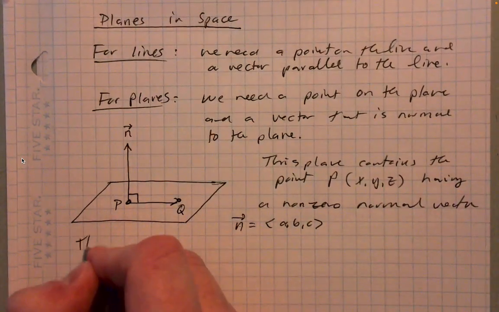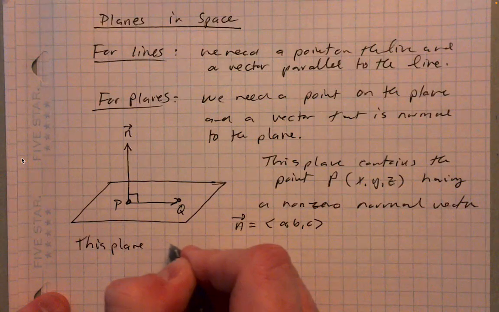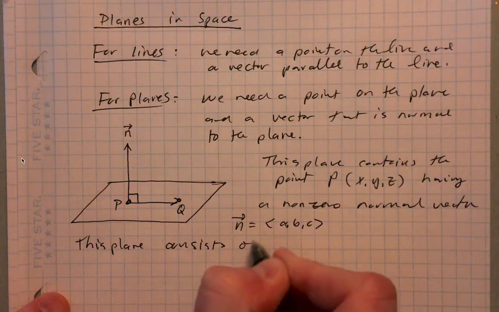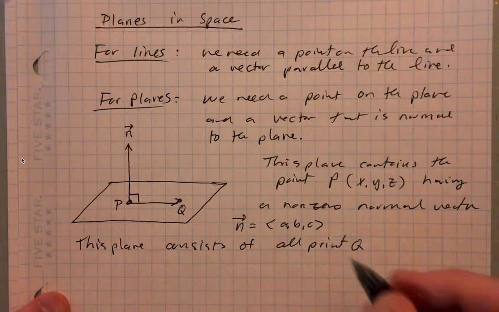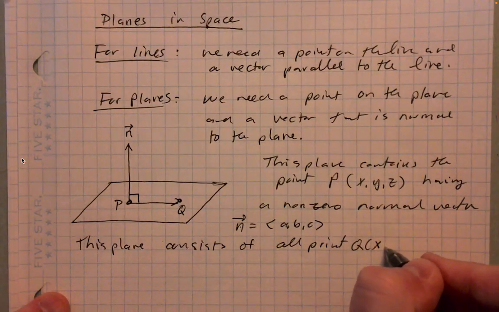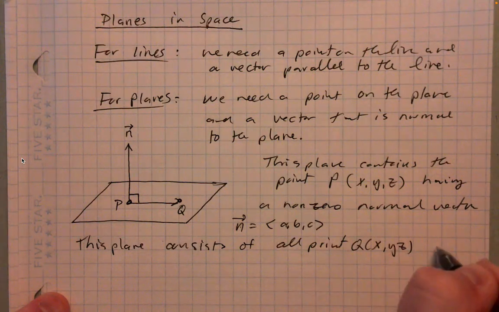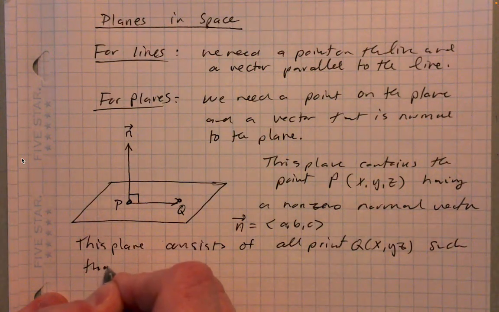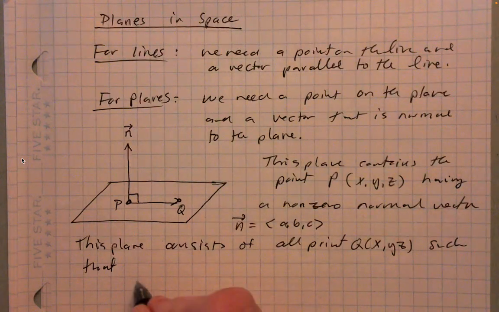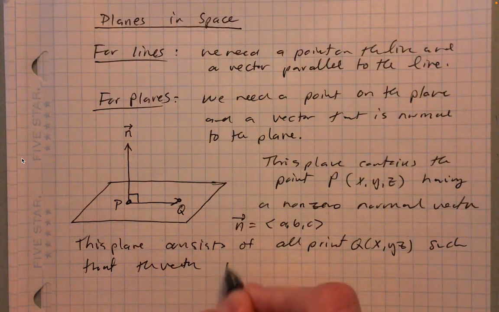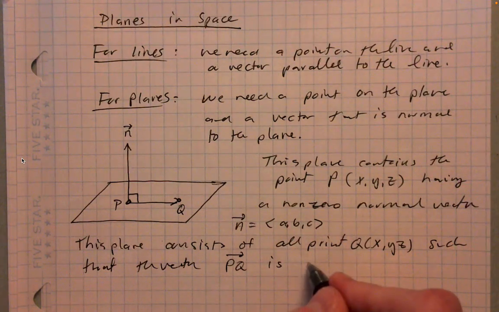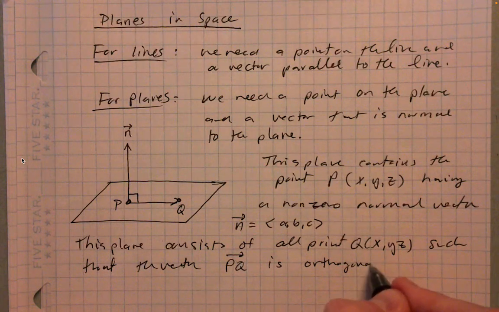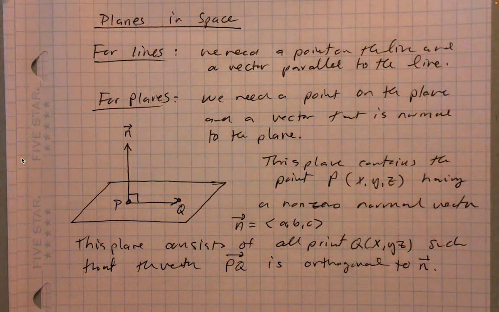So this plane consists of all points Q, and we'll call those x, y, z, such that the vector PQ is orthogonal to n. Does that make sense? That's kind of ingenious, right?